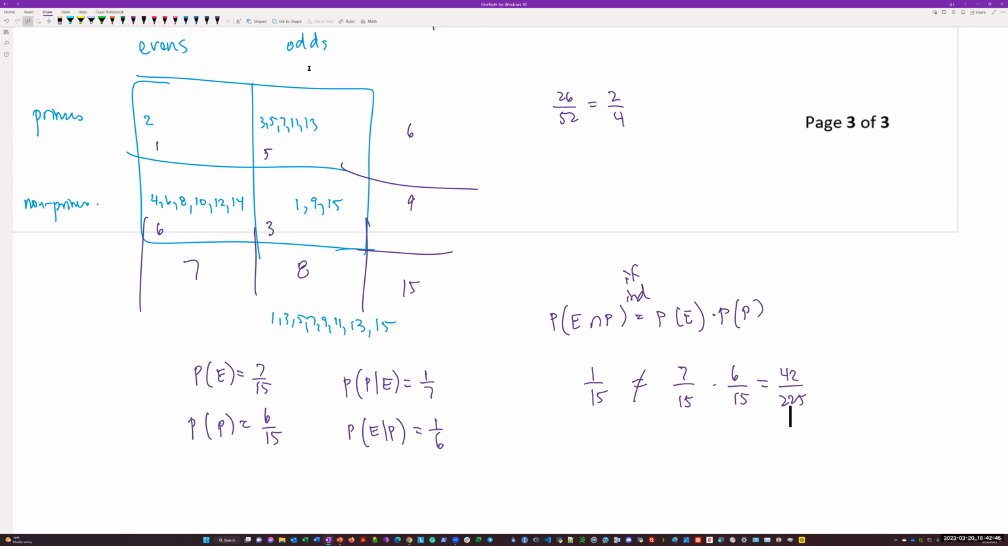So you have to ask yourself, if it's a prime, is it more likely that it's going to be even? Is it more likely it's going to be a prime? If it ever changes or gets easier or harder or anything like that, then automatically they're dependent. Does that make sense? Any questions here?